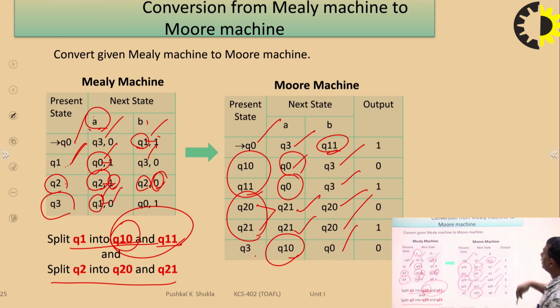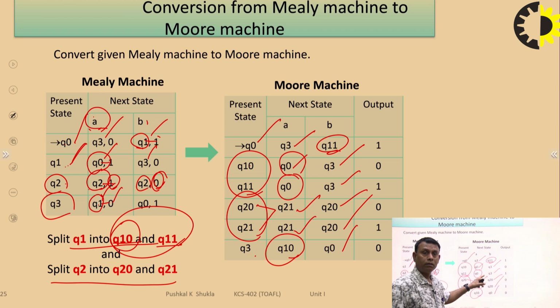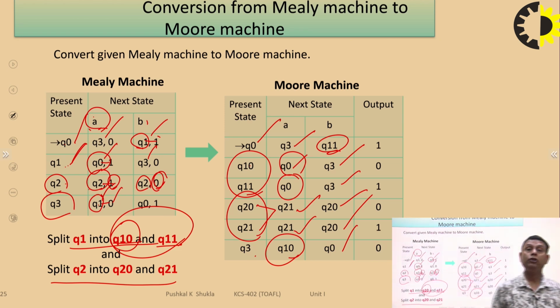So by this way we convert this into the Moore machine. Here see the number of states in this is 4, and in this the states are 6. So the Moore machine will take more space as compared to the Mealy machine, because the number of states here is 6 and here the number of states is 4. So by this way we convert a Mealy machine to the Moore machine.